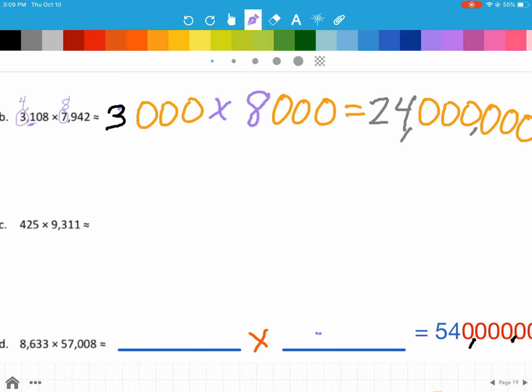Okay, on this next one, we're doing hundreds. It's either going to be a 400 or 500, and then we're doing thousands. So it's going to be a 9,000 or 10,000. Okay, on the first one we have a 2. The 2 tens is closer to the 400 than to the 500. So we're going to keep this a 400.